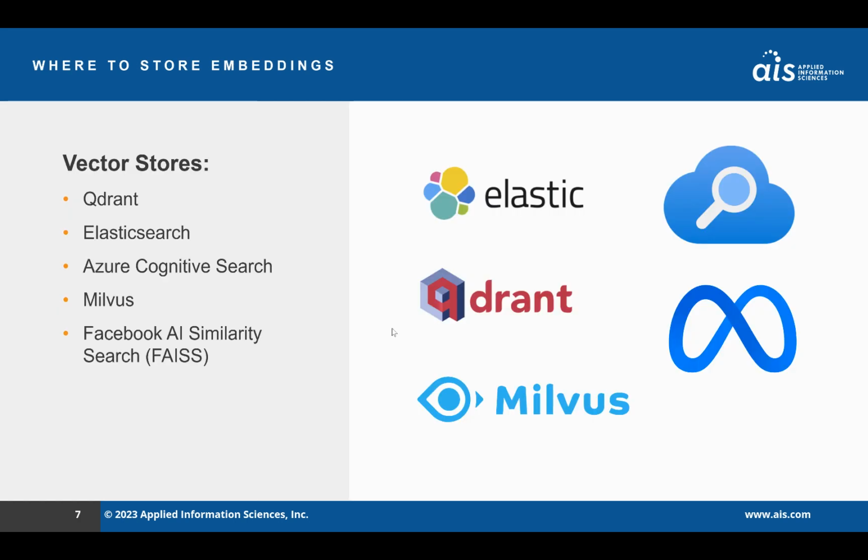Once you have the embeddings, you need to store those embeddings. There are various solutions available out there. Some are open source, like Qdrant, which you can host in your own compute, or you can use Azure Cognitive Services, which is a PaaS offering from Microsoft, or you can use other offerings like Milvus.